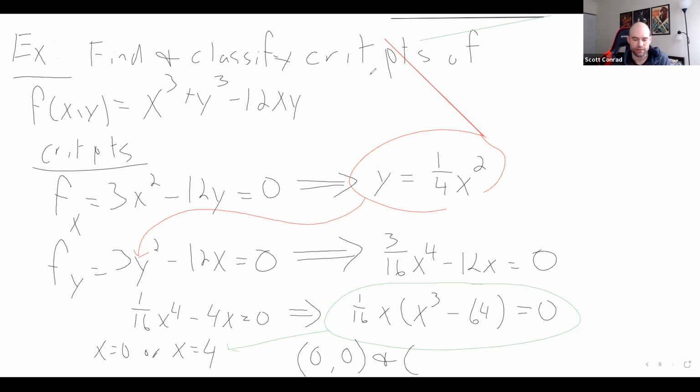And the other critical point is, well, we know x can be equal to 4. So when x is equal to 4, y is equal to 1 over 4 times 4 squared. 1 over 4 times 16 is 4. So these are our two critical points, (0, 0) and (4, 4). So we got a relationship between x and y, subbed it into the other equation, solved for one of the variables, and then used the original relationship to figure out what the other variable was.